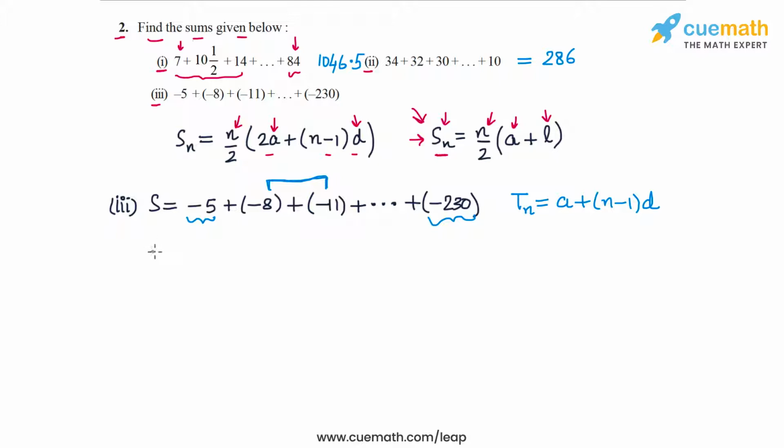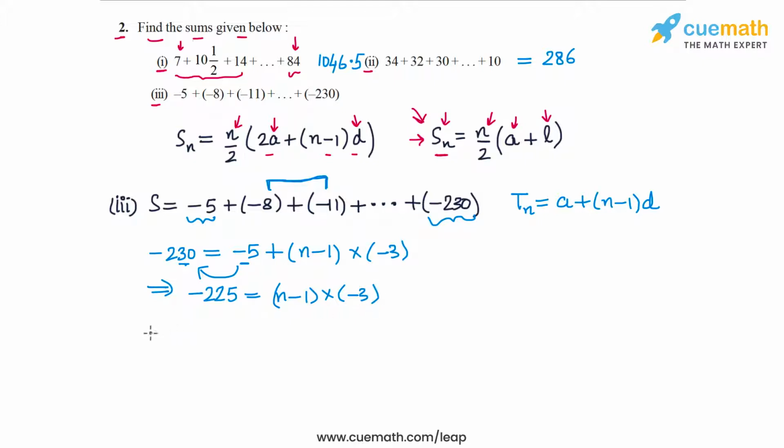Let's plug in these values. We get -230, which is Tn, is equal to a, which is -5, plus n minus 1 into d, which is -3. Now we get -230, and this -5, if we bring it here, becomes +5. So we get -225 is equal to n minus 1 into -3. So n minus 1 is equal to -225 by -3, and this is equal to 75. So n minus 1 is equal to 75, and this means that n is equal to 76.